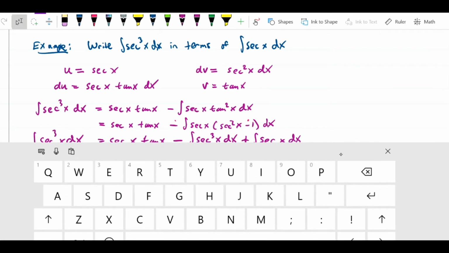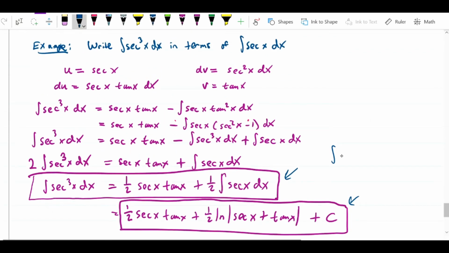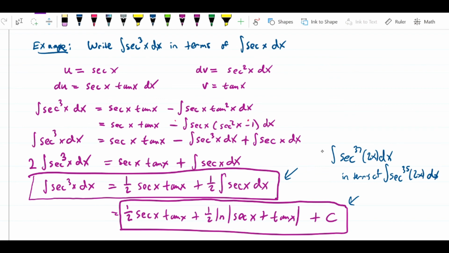You might say something like the integral of secant to the 37th of 2x dx, write this in terms of the integral of secant to the 35th of 2x dx, because that's the question you always wanted to know in math: how do you write the antiderivative of secant to the 37th of 2x in terms of the antiderivative of secant to the 35th of 2x. But it's good exercise to be able to go through something like that. So we'll just put a little cloud around that.